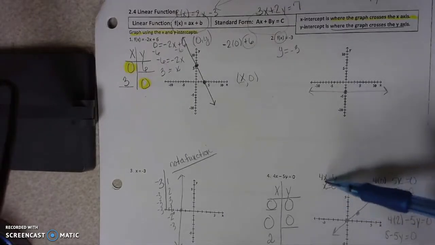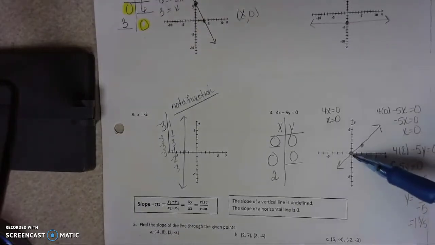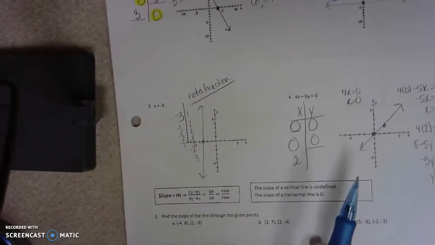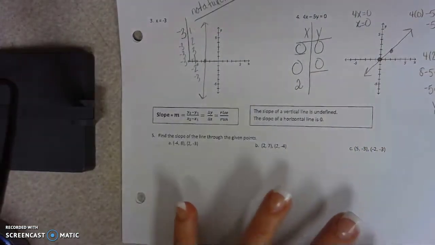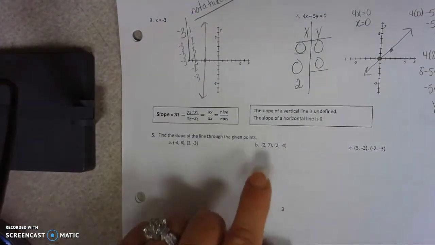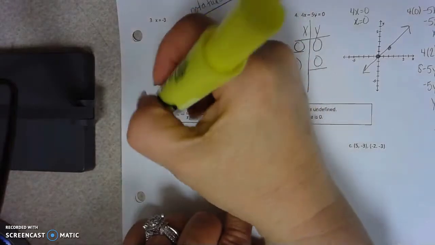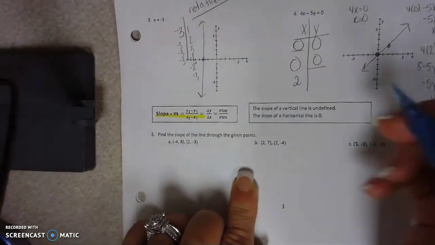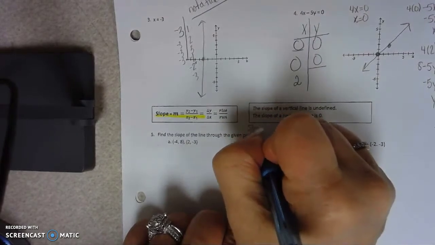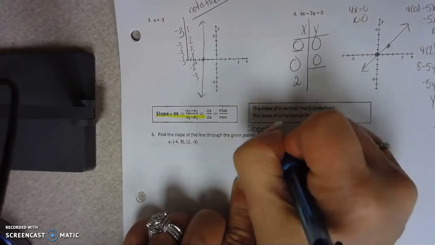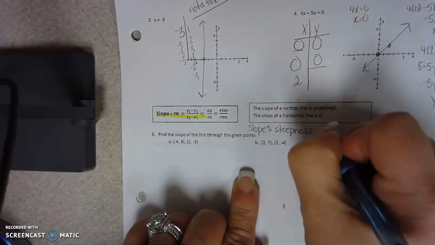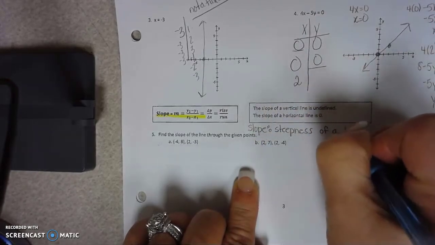So sometimes when you have a situation like this, you can't graph it by intercepts. We do something a little bit different. Find our slope. There are different things you can do. One thing you need to remember is the slope formula. Slope is how steep a line is, or the steepness of a line.